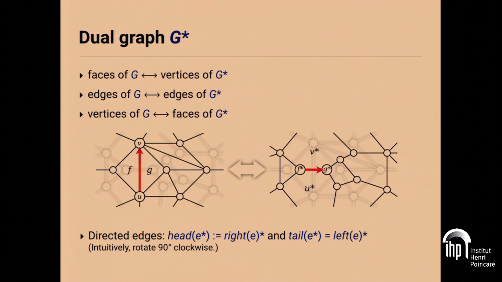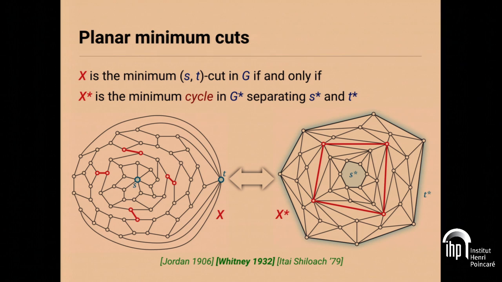Okay. Now, we know a fair amount about planar graphs because ultimately they're just discrete versions of the plane. In particular, Whitney established back in the 1930s the planar graph version of the Jordan curve theorem, which says that if you take a cycle in the dual graph that separates the faces S star and T star, that is going to dualize to a cut that separates the vertices S and T. If you want to separate things, you do it with a cycle.